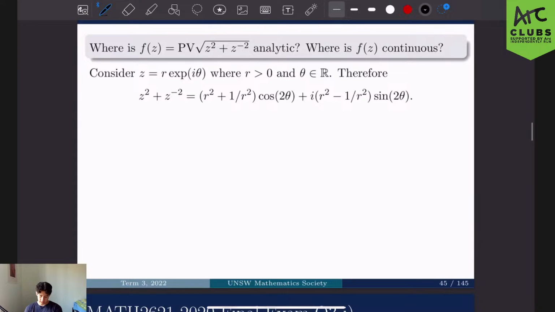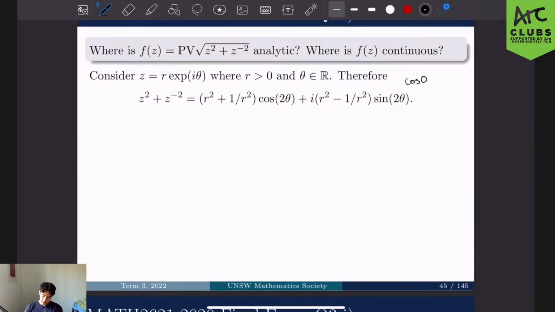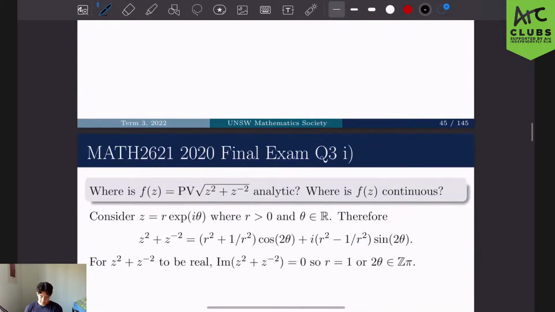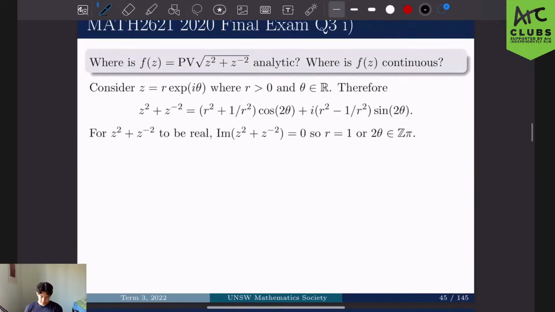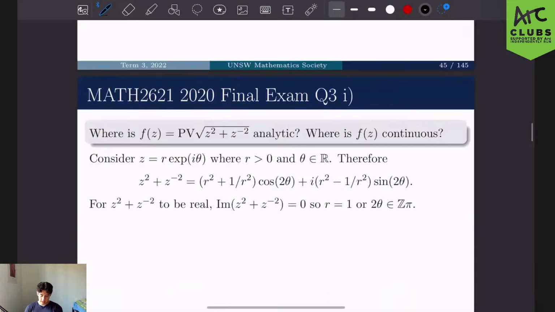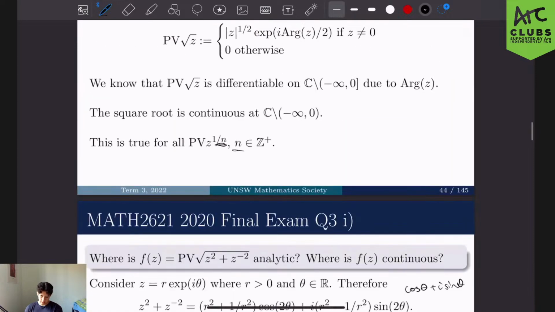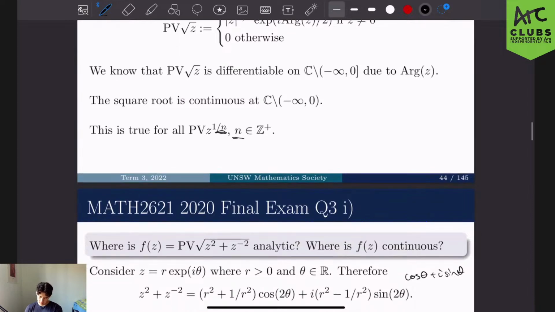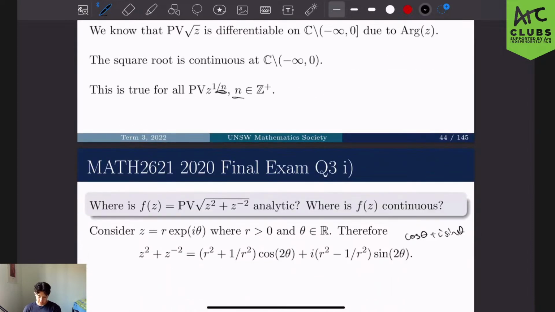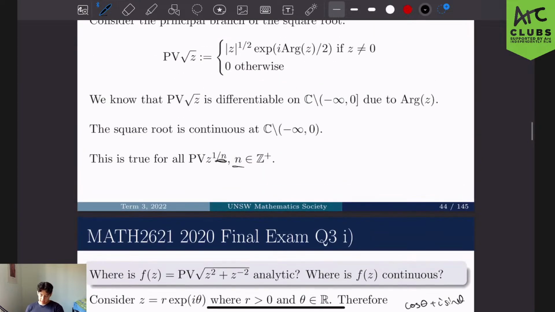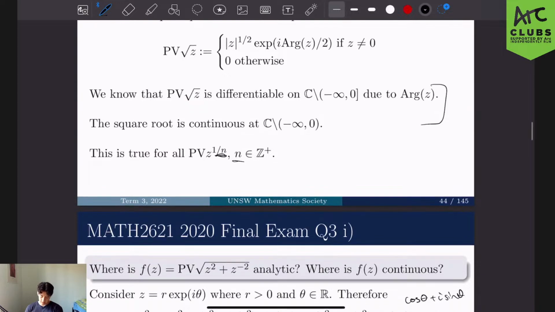So we've just written it there, and then we've written e to the i theta as cosine theta plus i sine theta. Just looking at what's inside the square root now. Alright, so now we're looking at where it is analytic, which means differentiable, holomorphic, and continuous. Commonly we just find out where it's not, and then it's just everywhere else.